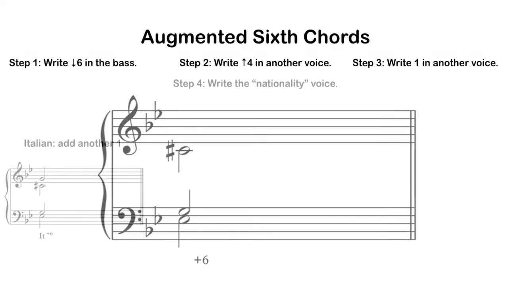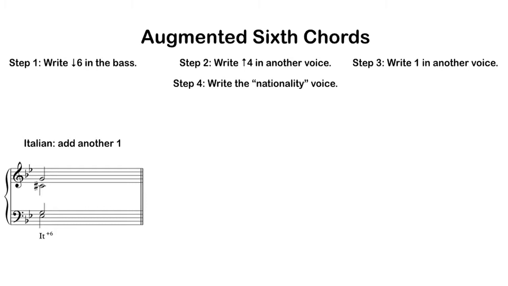So if we're writing an Italian augmented sixth, we're going to start with another scale degree 1. We're just going to double that scale degree 1. And I've saved the soprano voice for that nationality tone in this voicing. Keep in mind, scale degree flat 6 stays in the bass. All the other voices can be distributed in any way that you want.